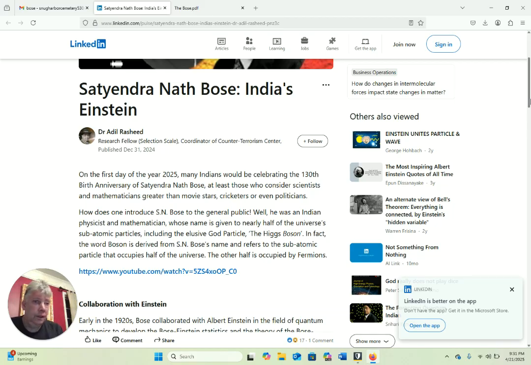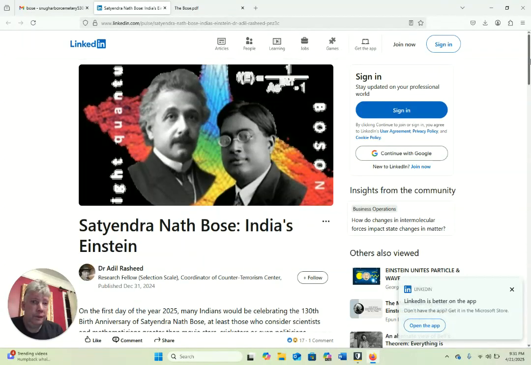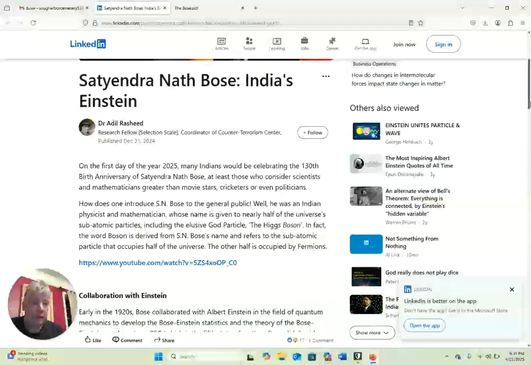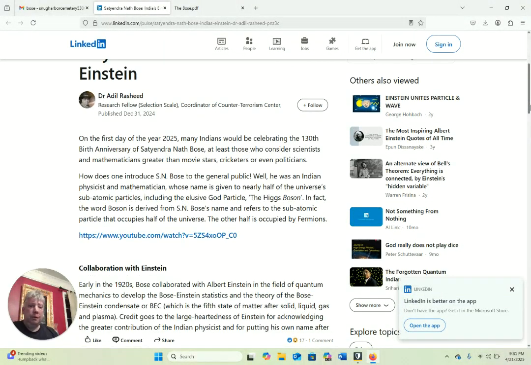I found this on Lycodon, and it tells you a little bit about him. It says he was an Indian physicist and mathematician whose name is given to nearly half of the universe of atomic particles, including the elusive God particle, the Higgs boson. In fact, the word boson is derived from S.N. Bose's name and refers to the subatomic particles that occupy half the universe. The other half is occupied by fermions.